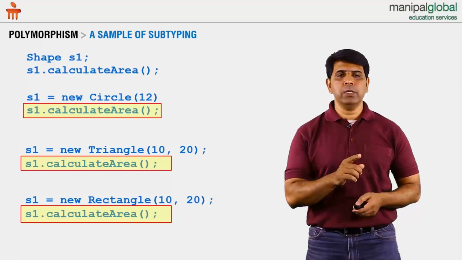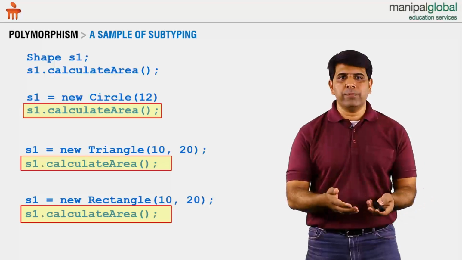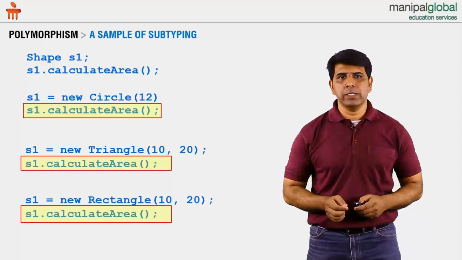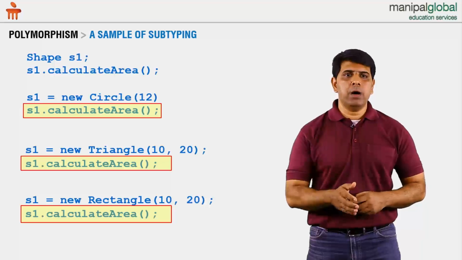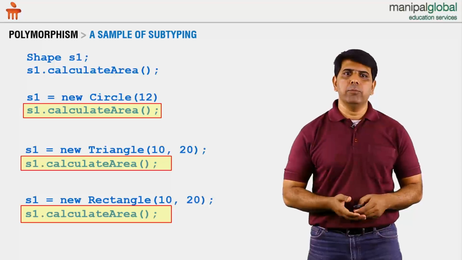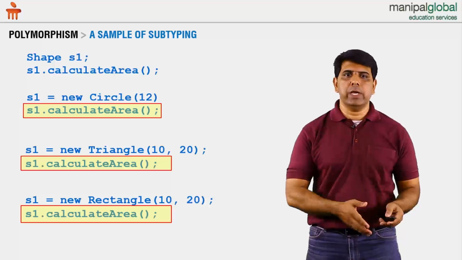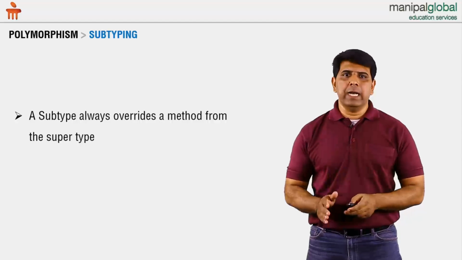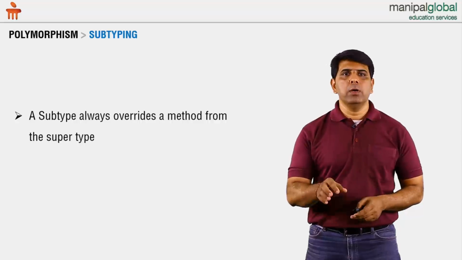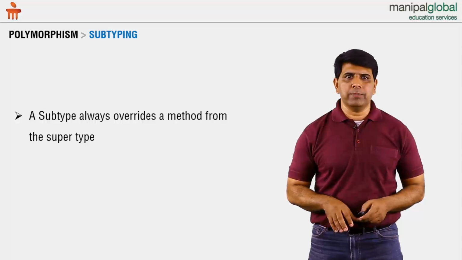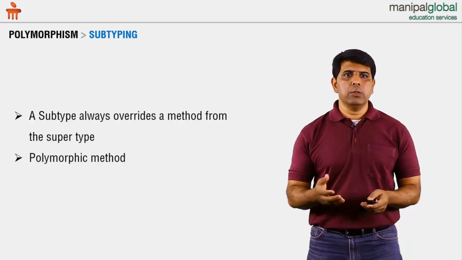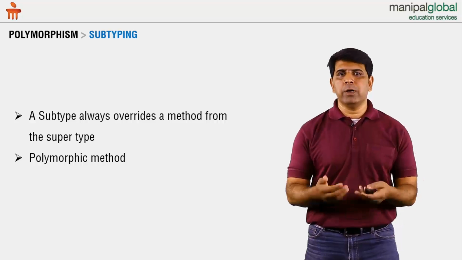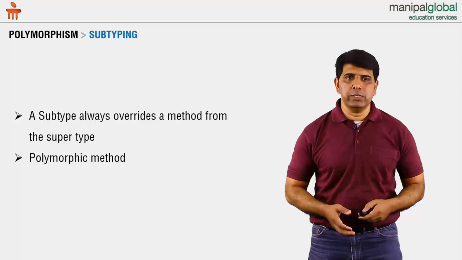Now remember the talk function by a person. When a person is a father, he is talking a different way. When he is a son, he is talking a different way. That's exactly what this is. Now S1 is the same object, but it's behaving differently based on whether it is a circle, triangle or rectangle object. Now subtyping always overrides a method from the supertype when you're talking about this kind of polymorphism. It is also known as a polymorphic method. In the example that we took, calculate area is a polymorphic method because when you call it, its behavior changes.